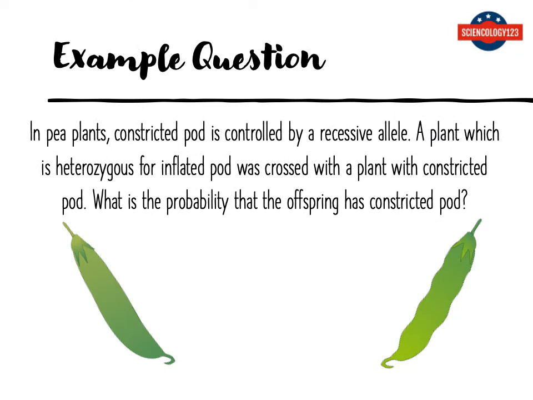In pea plant, constricted pod is controlled by a recessive allele. A plant which is heterozygous for inflated pod was crossed with a plant with constricted pod. So, what is the probability that the offspring have constricted pod? A. 0.25, B. 0.5, C. 0.75, and D. 1.